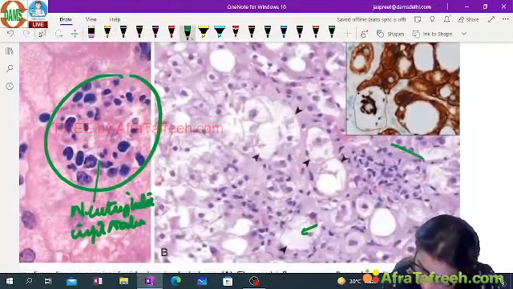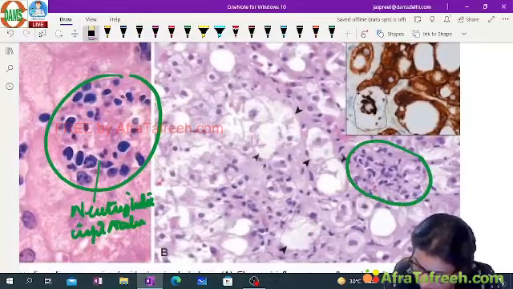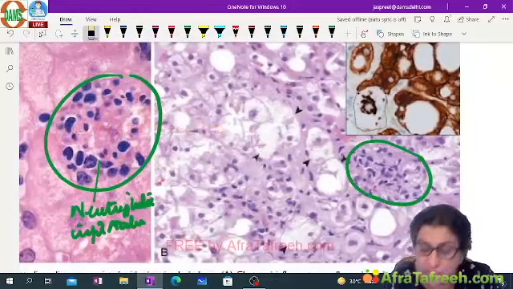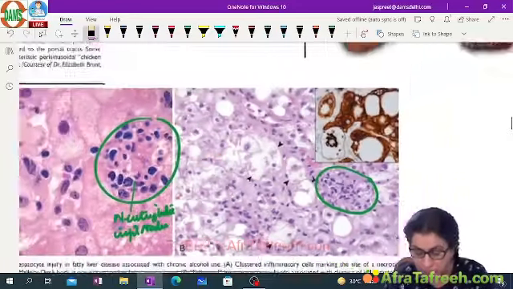And here also, again, I have circled in green. Another thing that you see in this picture is neutrophilic infiltration. So in both the pictures I have circled neutrophilic infiltration.